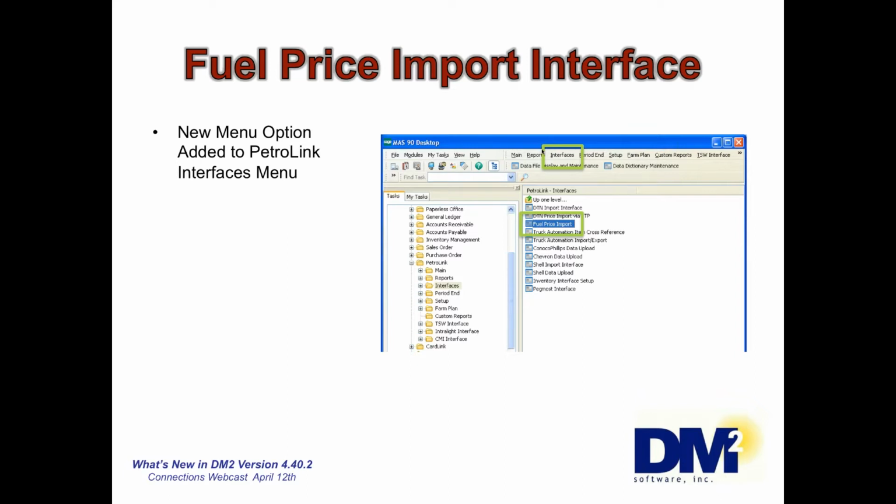Now, where does it appear? It is a new menu option added to our Petrolink modules interfaces menu. You can see it's about 3 down below the DTNs. It says fuel price import.